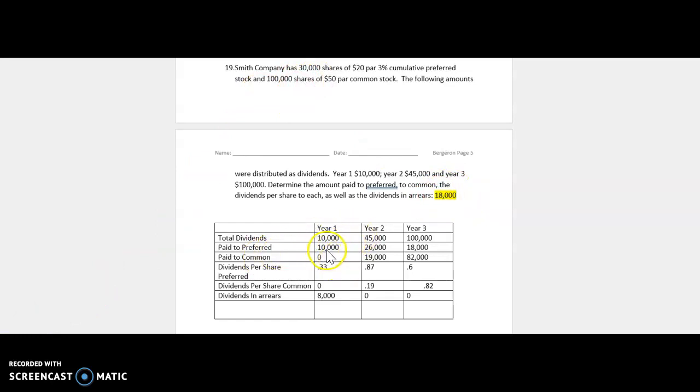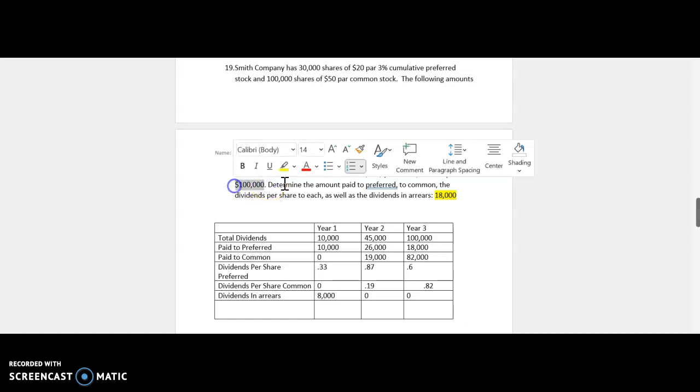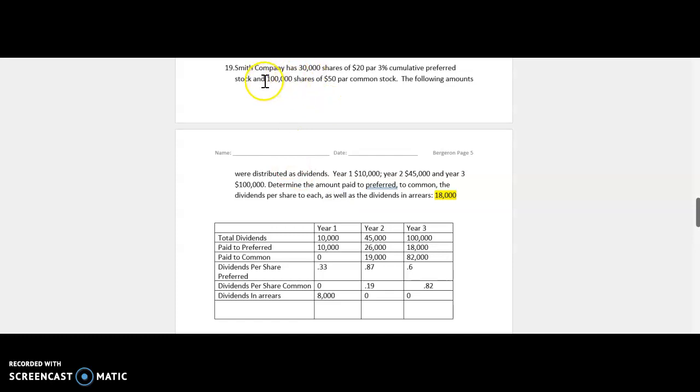Well, in year 1 I didn't. I only had 10,000 that I could give them. So that left nothing for common. Dividends per share for preferred, I look at the amount that I paid to preferred and I divide by the number of preferred shares. So preferred was 10,000 divided by 30,000 shares. Common, 0 divided by 100,000 shares is 0. And I got the 100,000 up here. Right here, 100,000 shares of common is given to you up here in this paragraph.